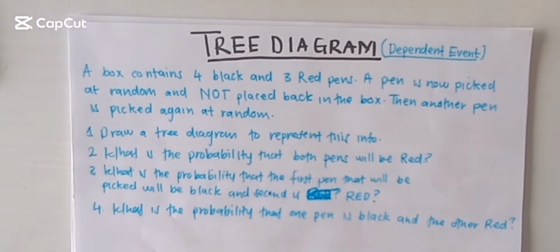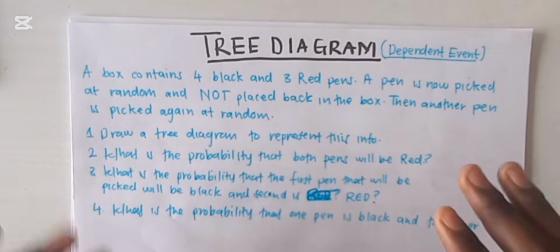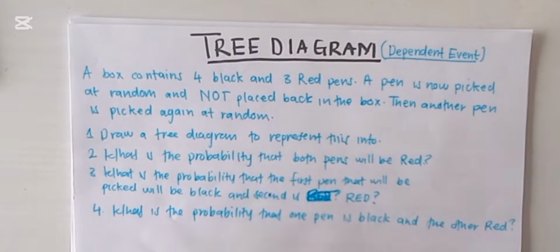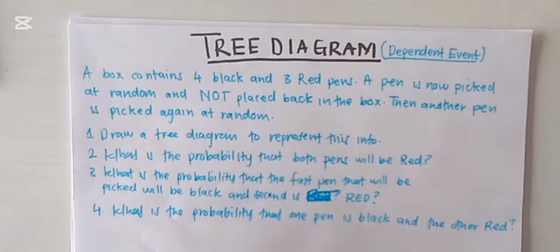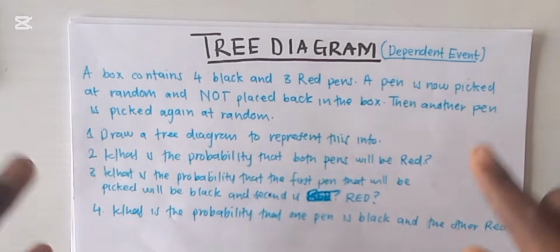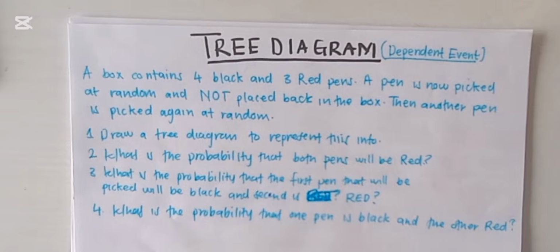Welcome back, guys. In our previous video, we introduced tree diagrams, where we talked about events in which you pick something and don't replace it, what happens, and how to draw a tree diagram. In this video, we're going to look at a different example where you pick something and don't place it back, how to draw that kind of tree diagram, and how to answer the questions.